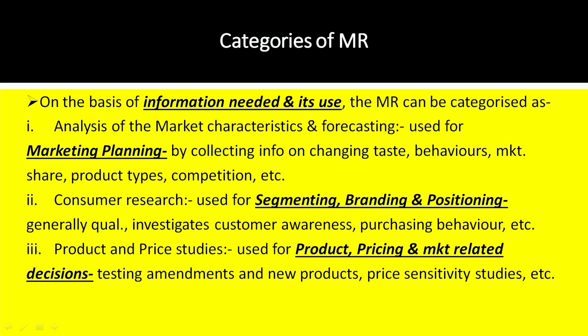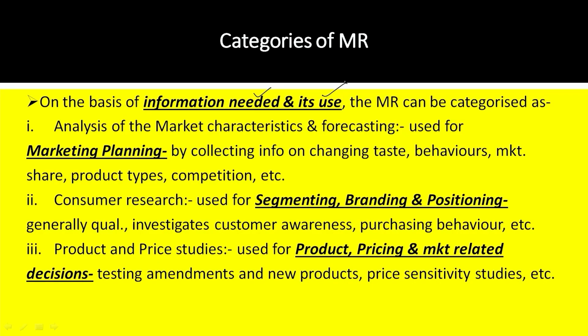Now, on the basis of the information which we collect during these marketing researches, and what we do with that information, how we use it, and what kind of decisions we take, marketing research can be categorized into 6 categories on the basis of information needed and the use of that information. So the first type is analysis of the market characteristics and forecasting.